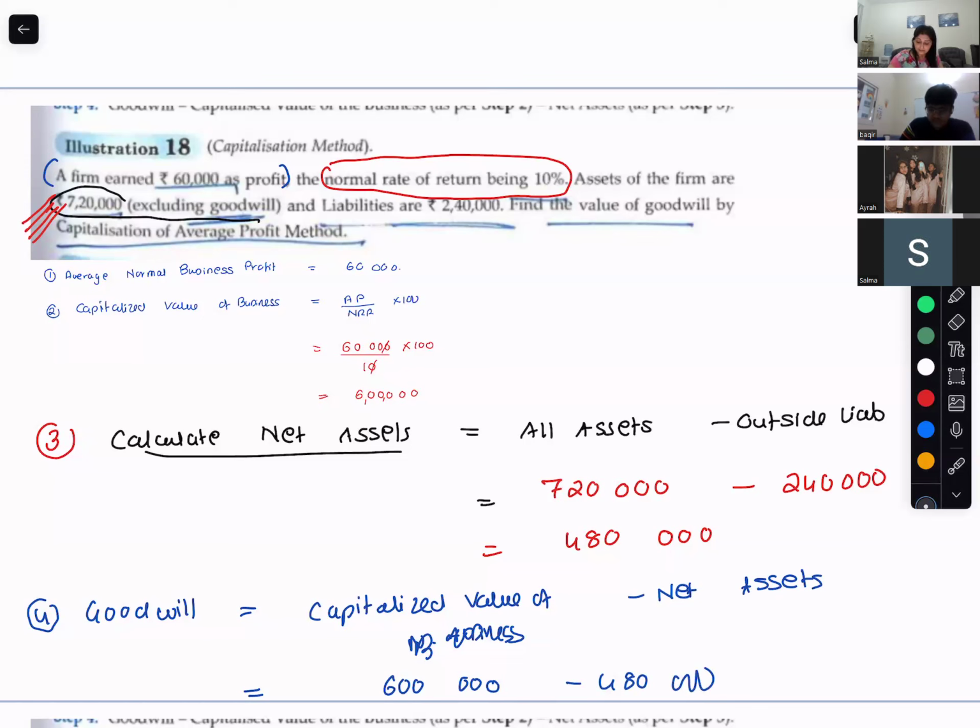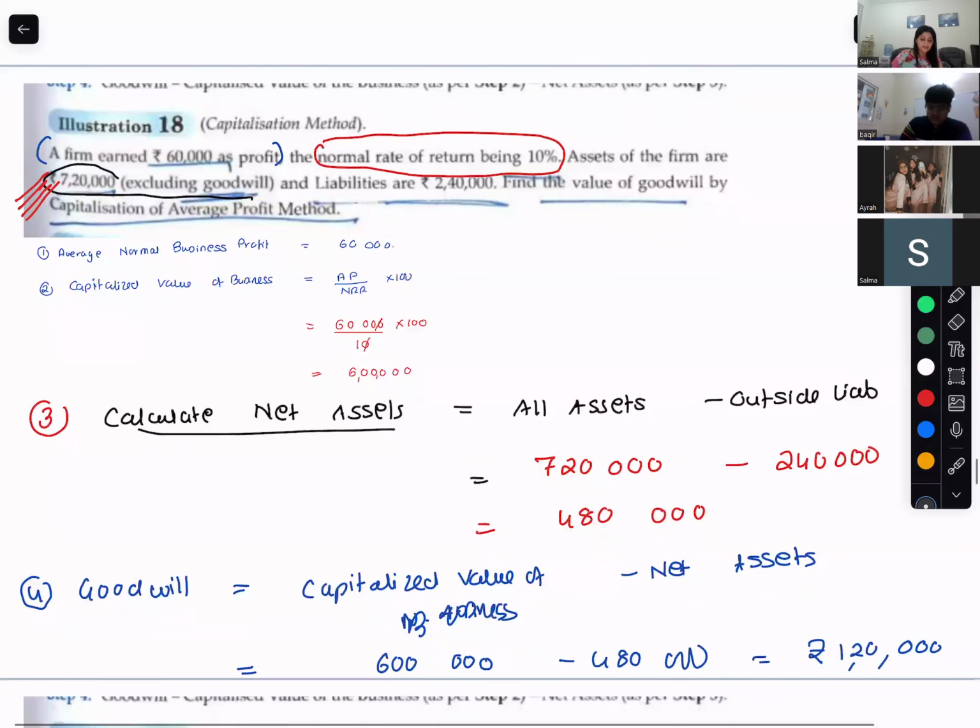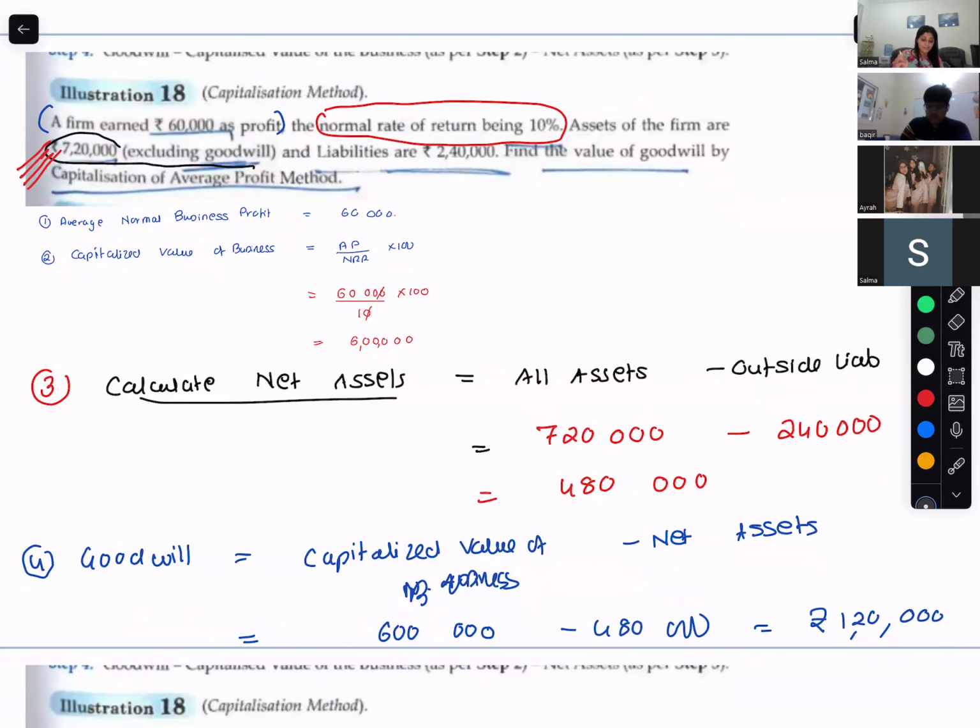Yes, 50,000. So goodwill is 120,000, or you could say 1,20,000. So this is the capitalization method of average profit. Please do it. I'm giving you time. Okay, ma'am.